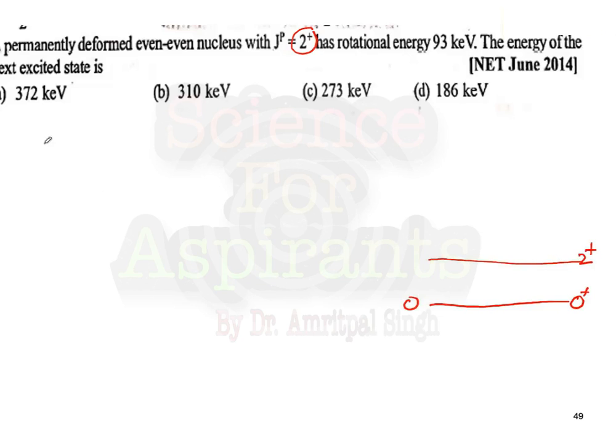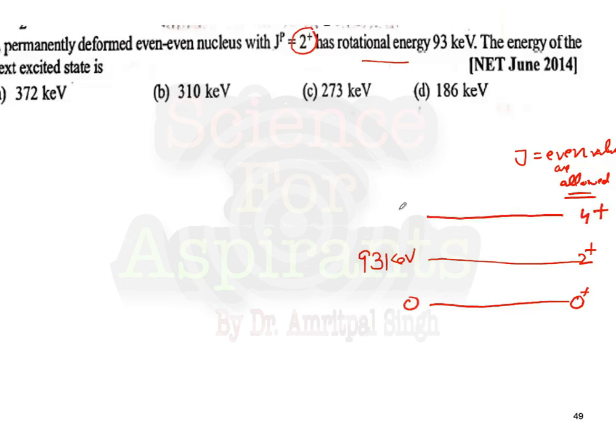Here I would like to tell you that for the rotational energy, only even J values are allowed. For 2 plus, the given energy is 93 keV. Then the energy of the next excited state, which is the 4 plus state, we have to find.